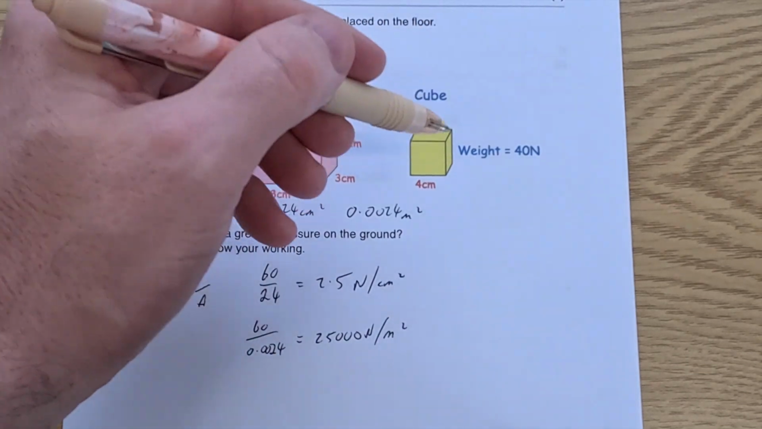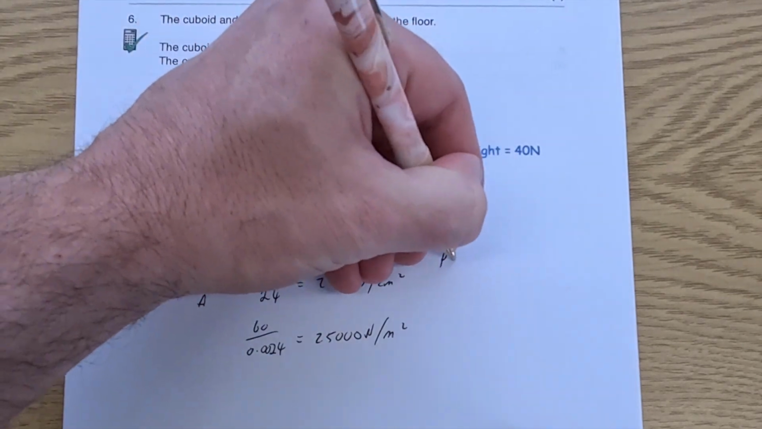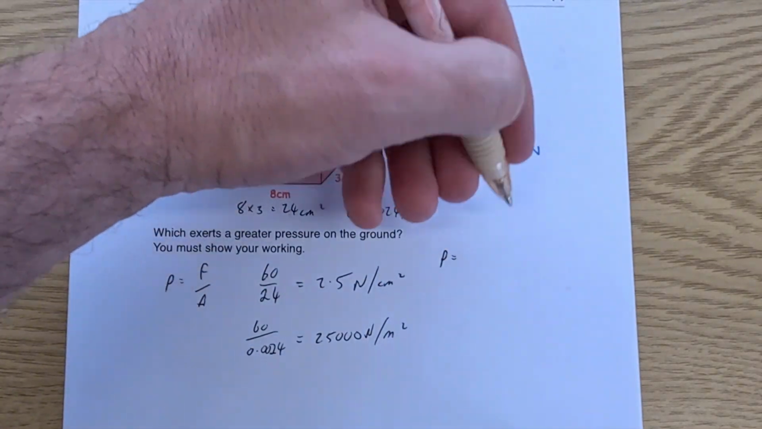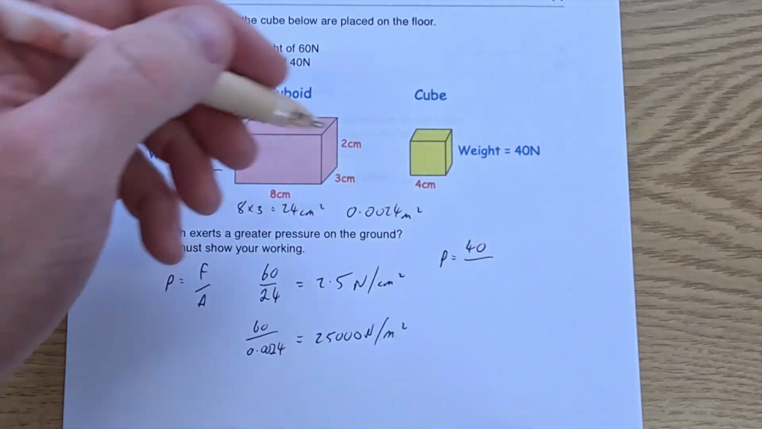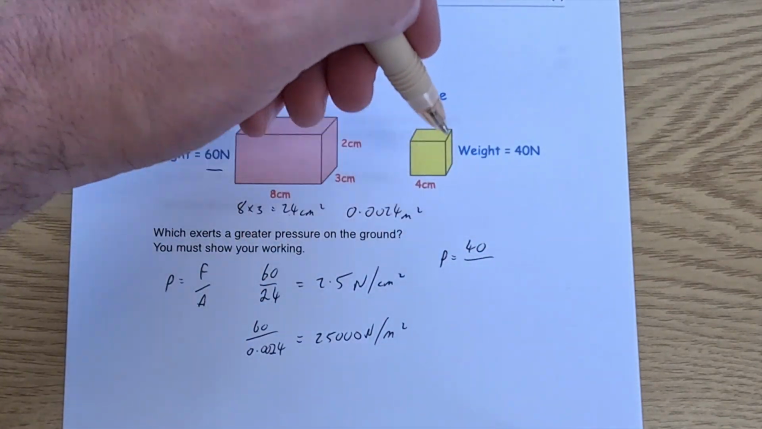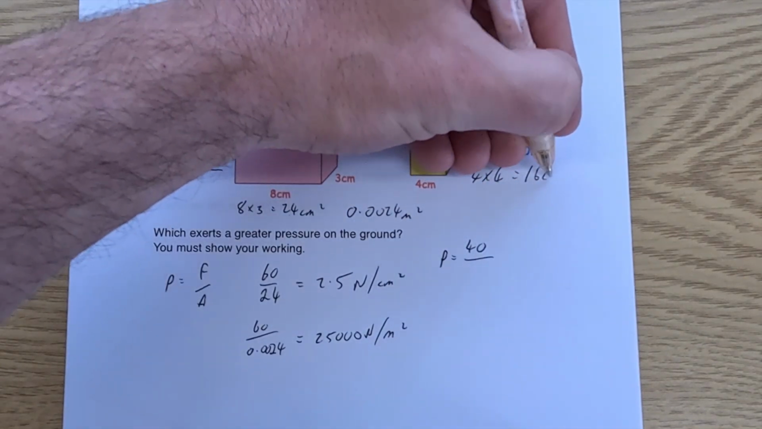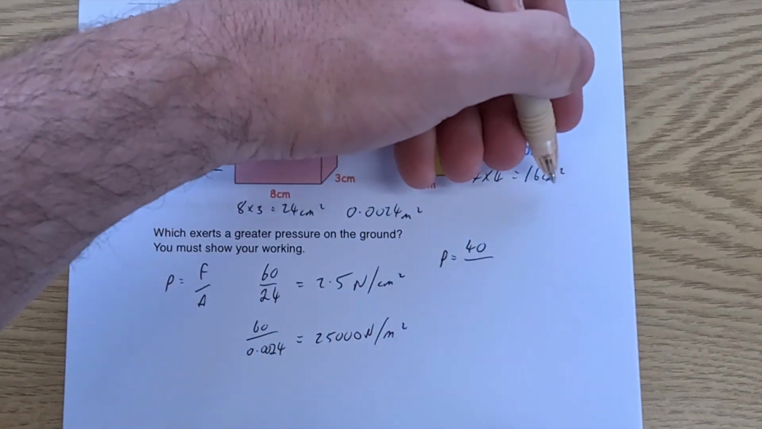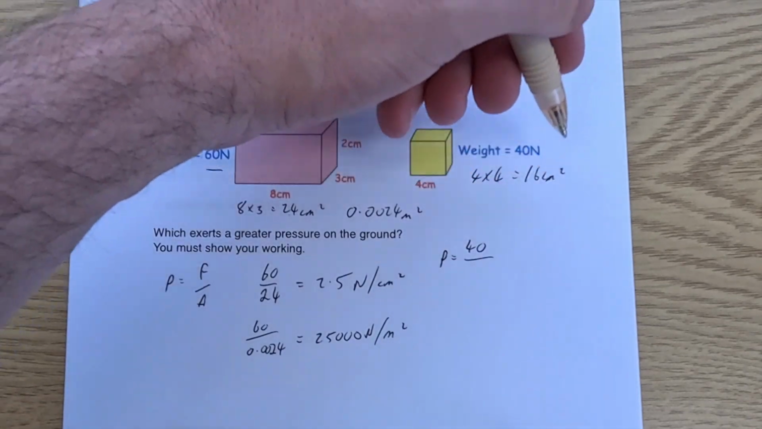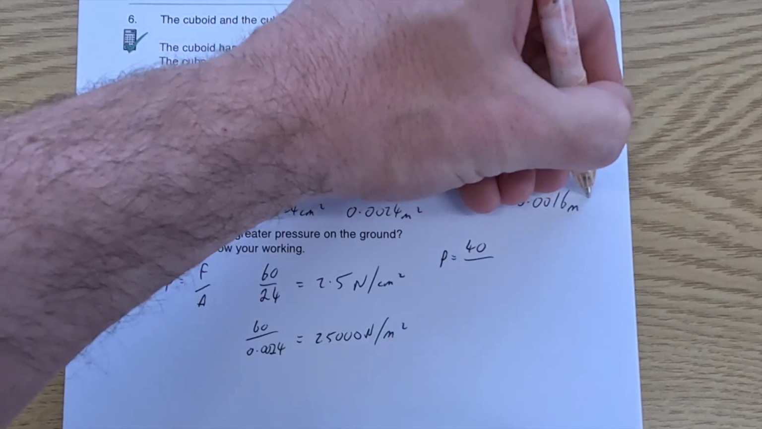Okay, then with the cube here, we're going to do the same thing. So let's find the pressure. So the pressure would be equal to the force. So the force for this one will be 40 divided by the area. So the area of the cube that's in contact with the floor would be the area of the base. So that'll be 4 times 4, which is equal to 16 centimeters squared. Or you could change that into meters squared and divide that by 100 and by 100 again. So it'll be 0.0016 meters squared.